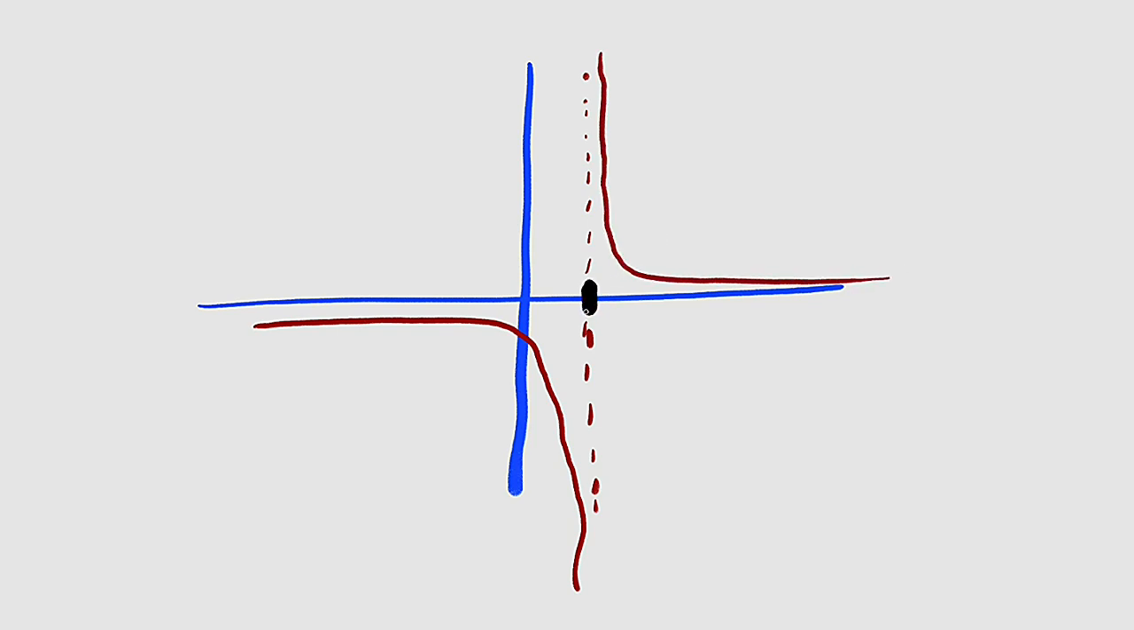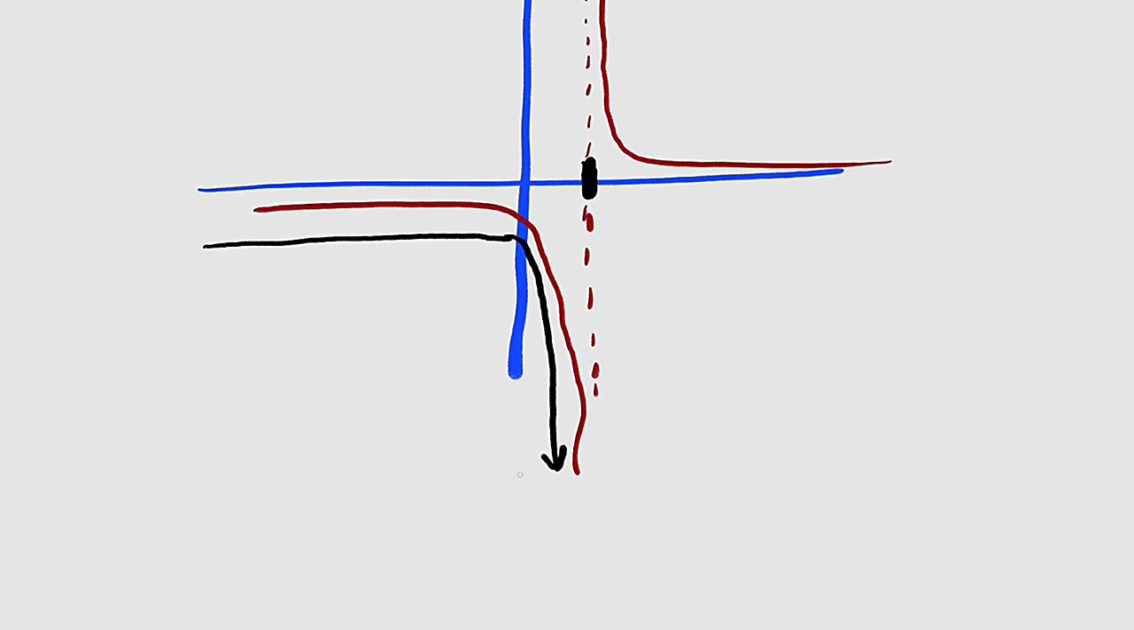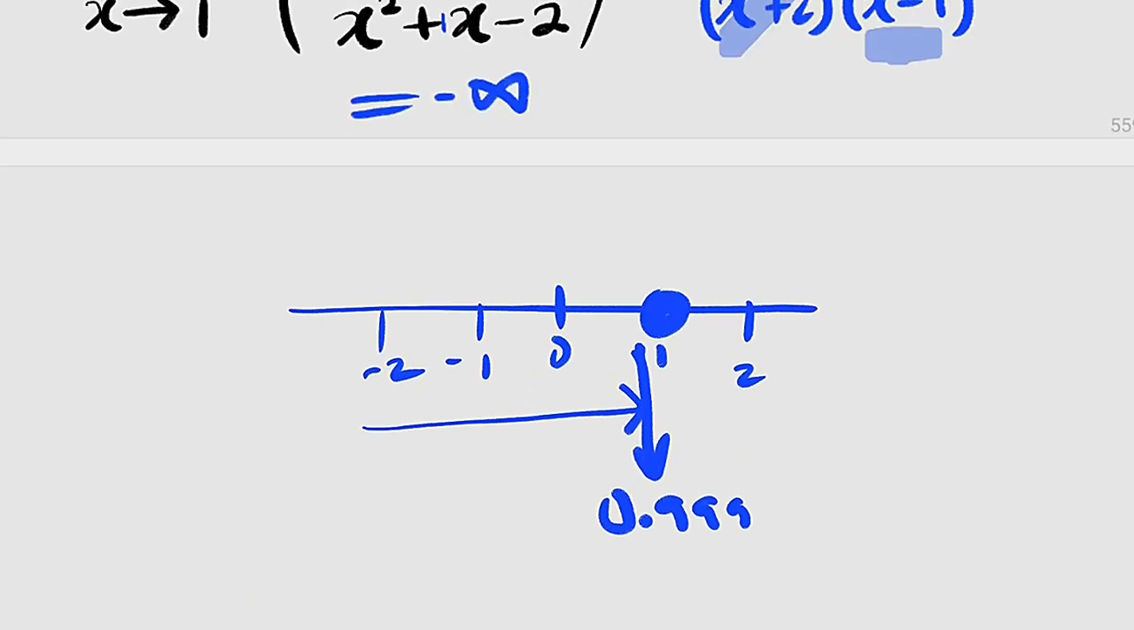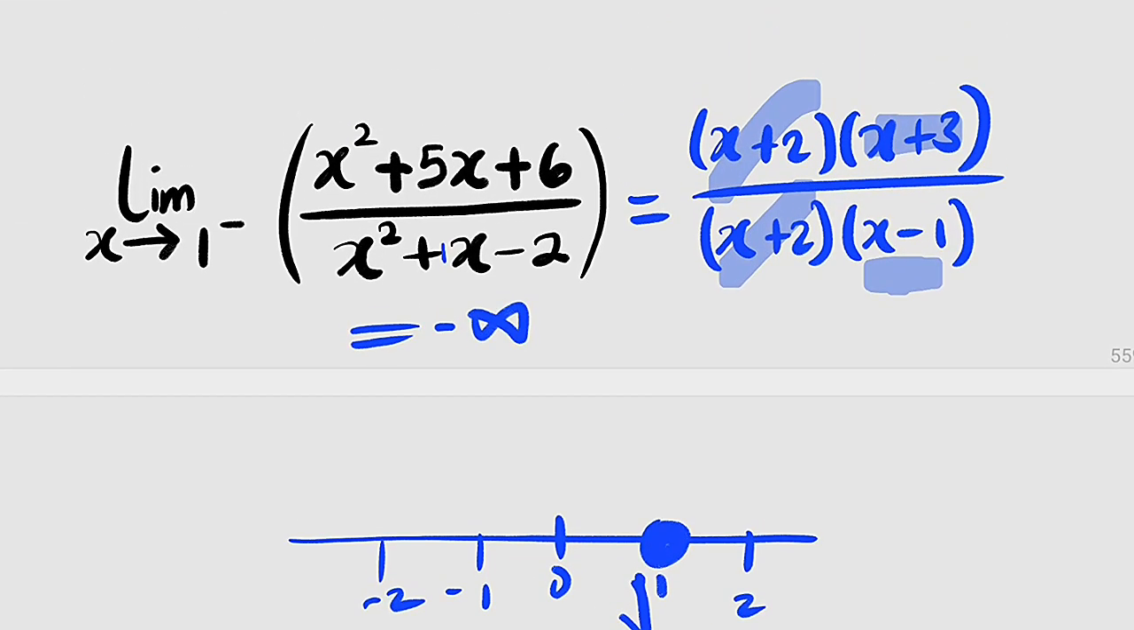So as you approach 1 from the left hand side, because this is 1 from the left hand side, the moment you get closer and closer to 1, the graph will deflect. The values of y will tend to be smaller and smaller, approaching negative infinity. Can you see that? Therefore, the limit as x approaches 1 of this function from the left hand side is going to tend to negative infinity.